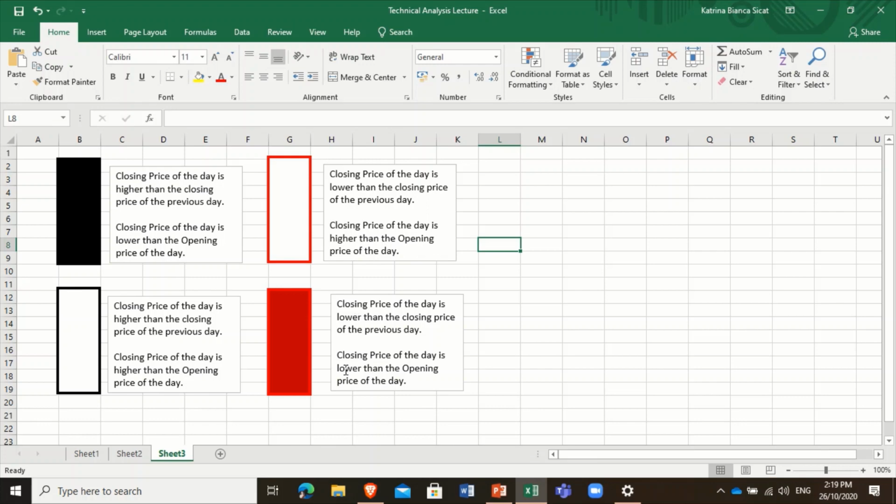Ibig sabihin, this is low. This is the least candlestick that you would want to see. Kasi red na red. Ibig sabihin, sayad na sayad. Lower than the previous day. Lower pa yung opening price of the day. Okay? So, again, if you can see that each candle has its own story to tell. Okay? So, unlike yung usual na candle na nakikita natin, this one is a more detailed candlestick formation.